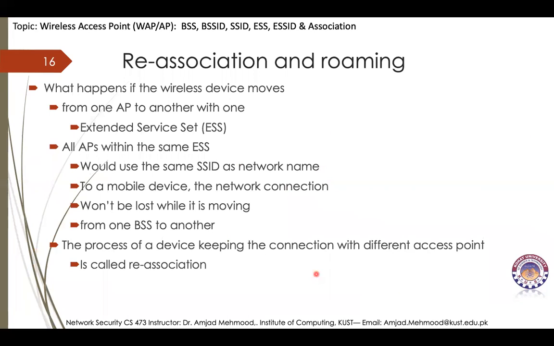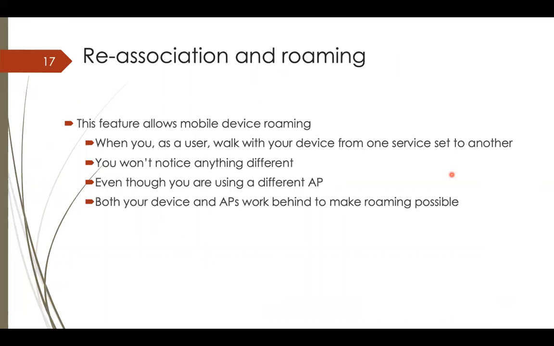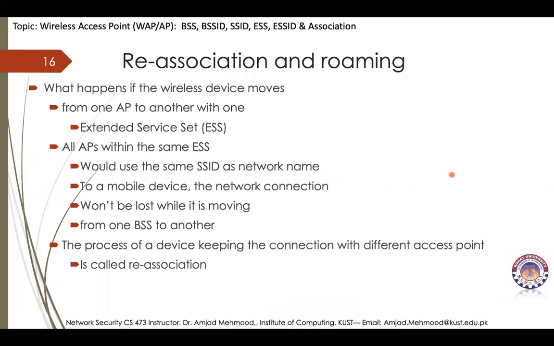In reassociation and roaming, for example, if you have different BSSs and you are moving from one BSS to another, as we mentioned in our previous slides, since you have the same ESSID, you can move seamlessly. Your device and your access point will decide that, you will get connected, and your connection will not be lost. All the APs within the same ESS use the same ESSID as the network name.